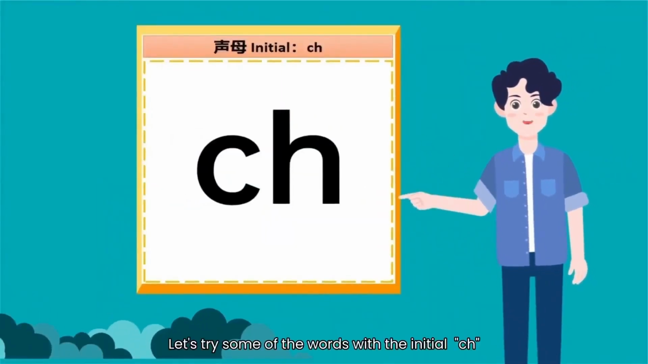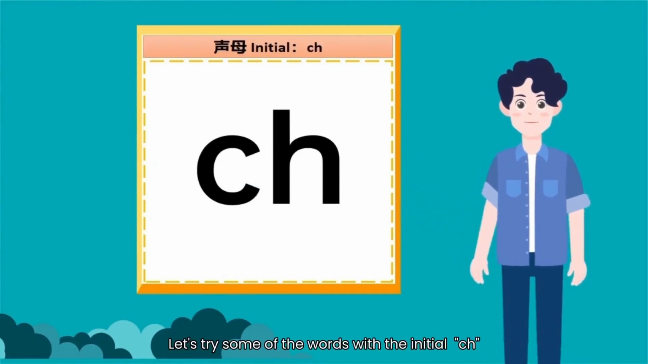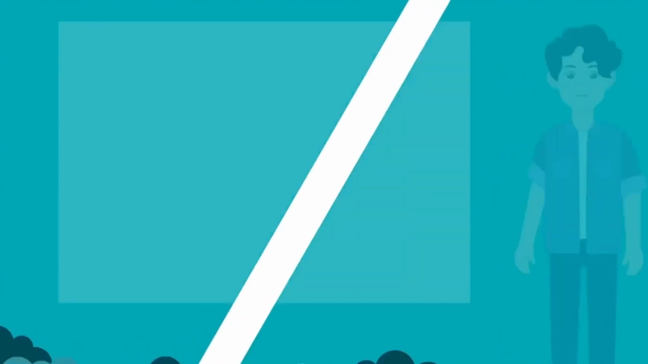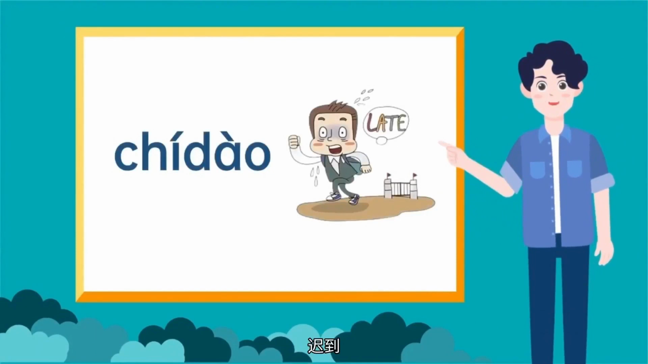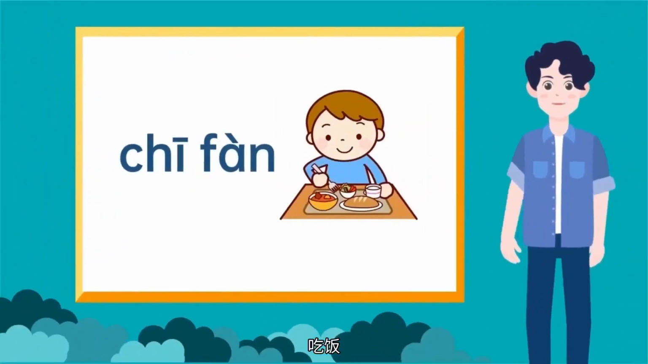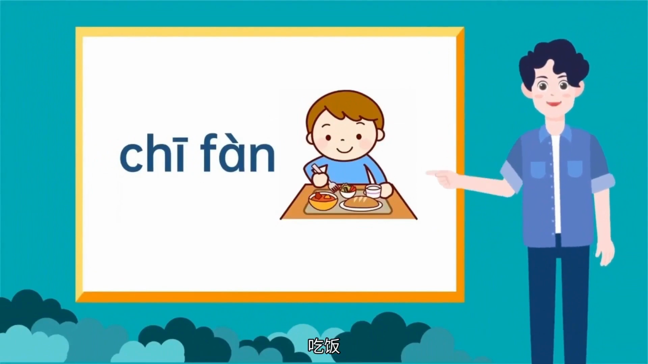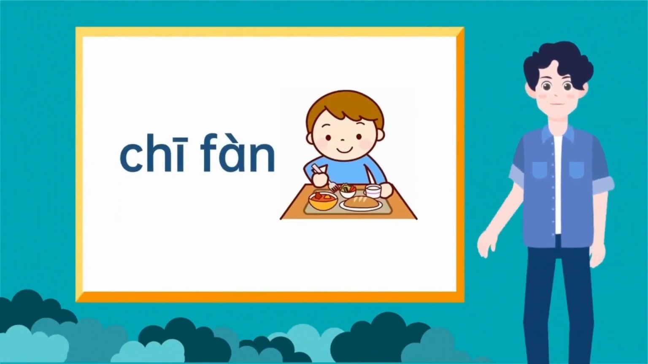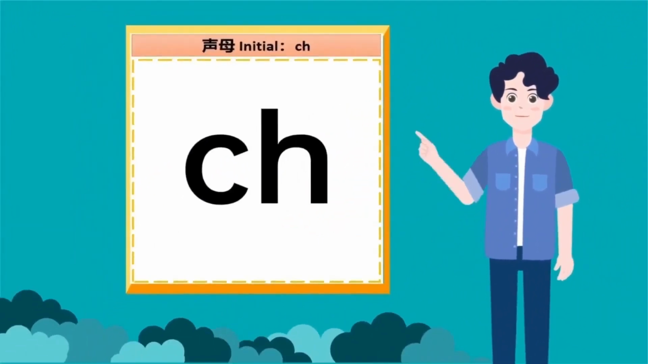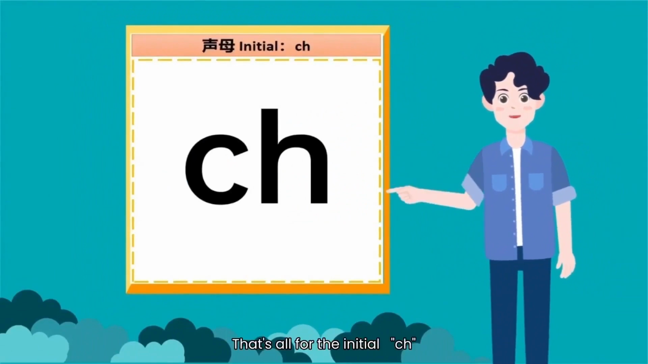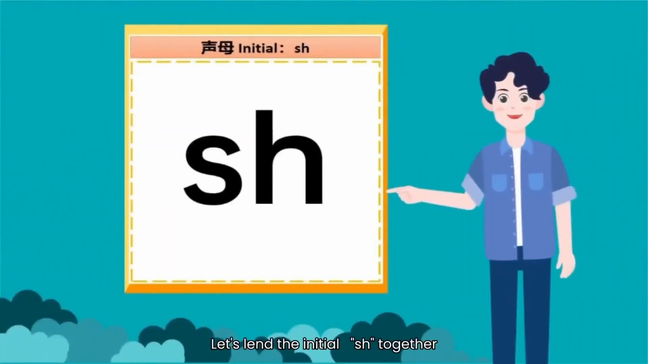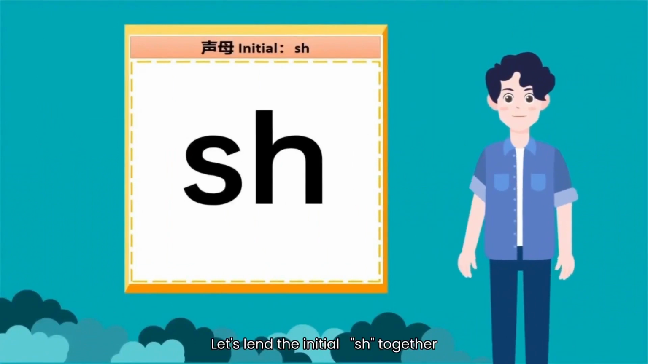Let's try some of the words with the initial 吃。迟到，迟到。吃饭，吃饭。That's all for the initial 吃。Let's learn the initial sh together.